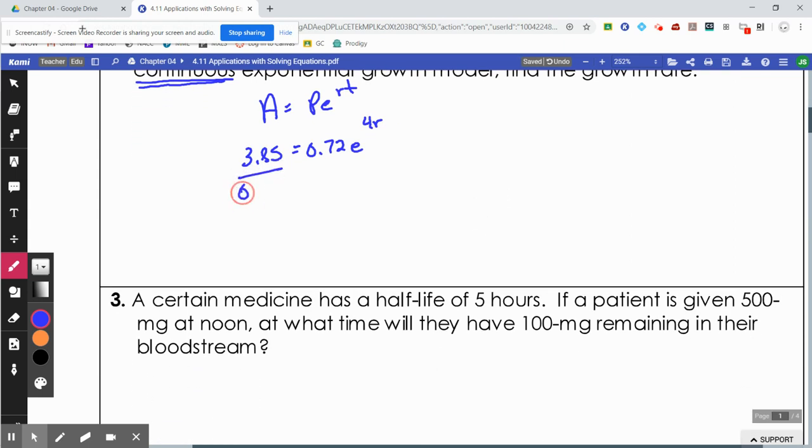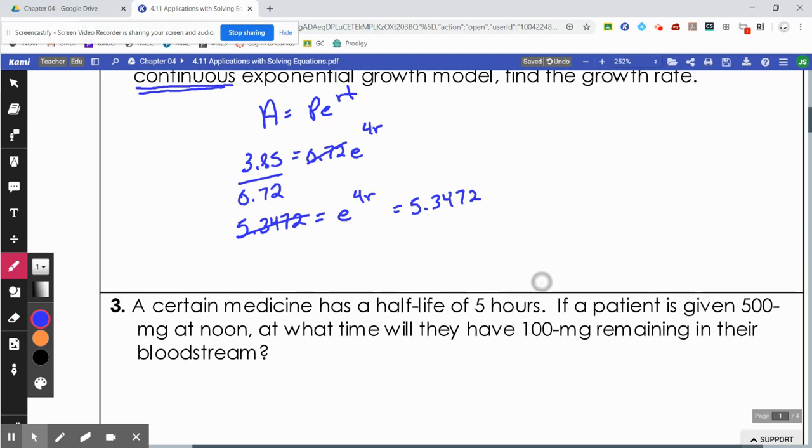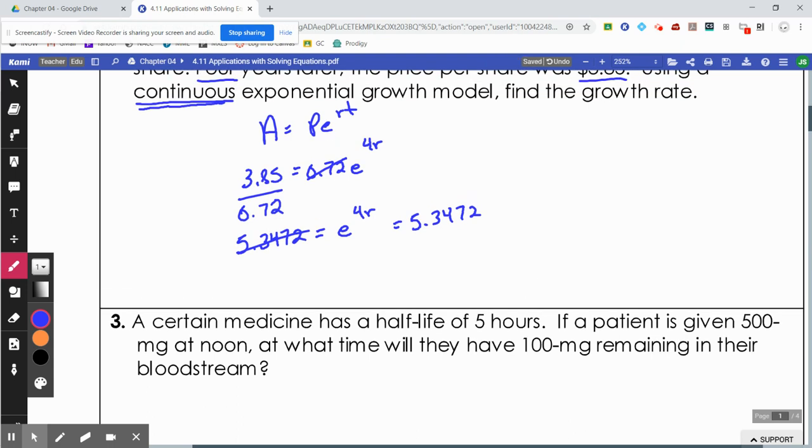Step number one, let's divide by our 0.72. You can divide that out. You're going to get about 5.3472, and that's equal to e to the 4r. Now we've isolated the exponential. Next step, you rewrite it. Again, you're used to seeing the 5.3472 on the other side, so if you need to move it over there to make it easier, you're going to do the log base e, which is ln, of the value on the other side. ln of 5.3472 is equal to the exponent.